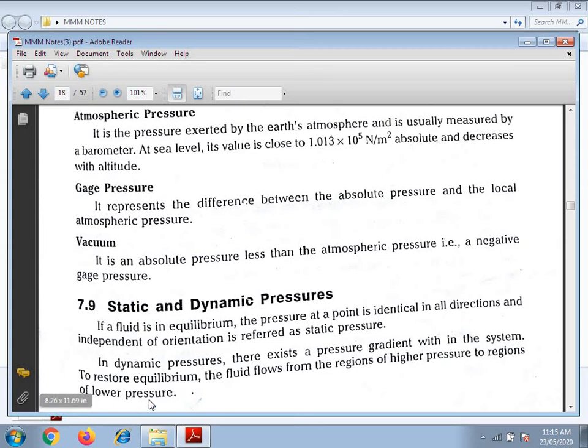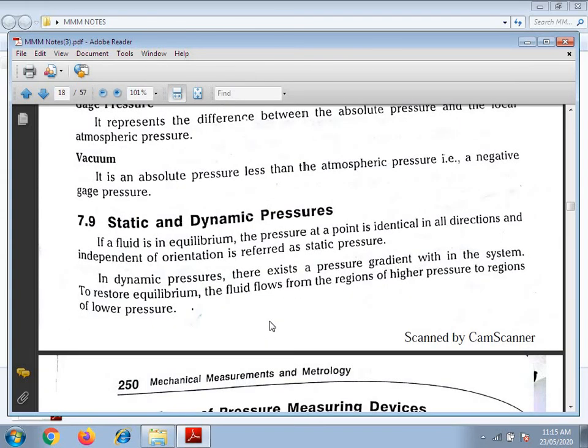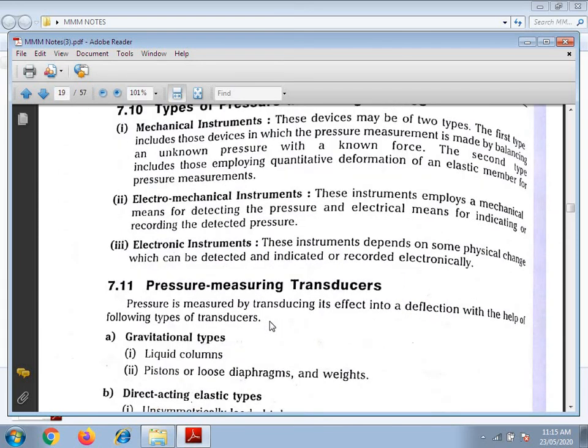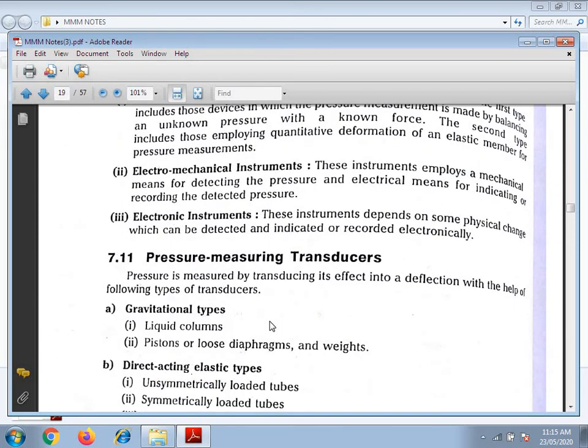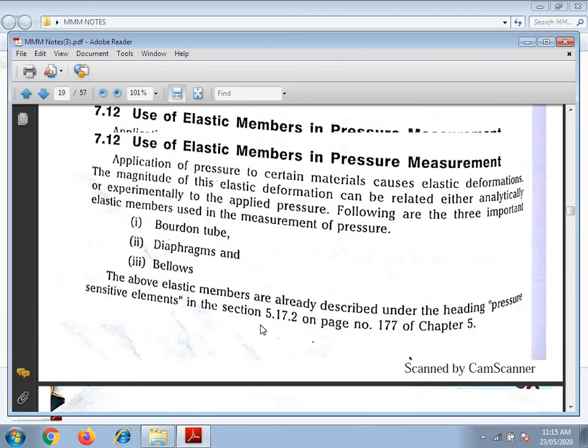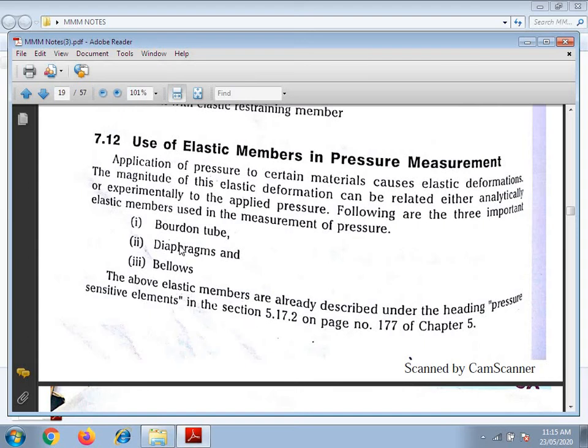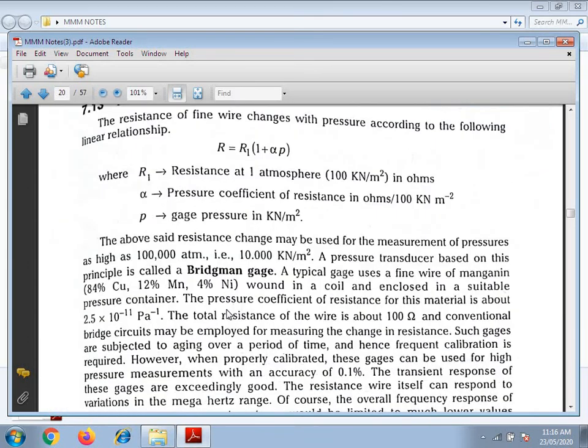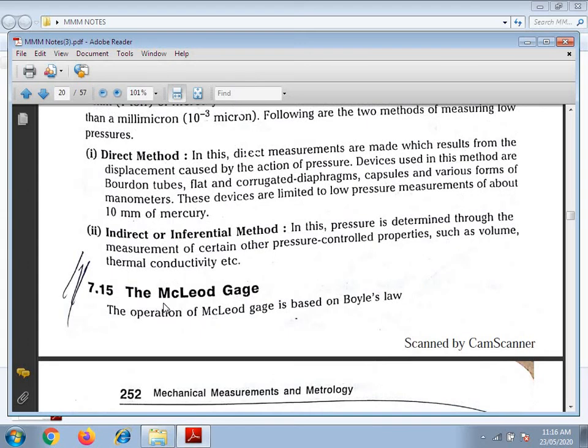Next, a very important pressure measuring instrument is the manometer gauge. Of course, the Bridgman gauge, Bourdon tube gauge, diaphragms and bellows we will study later on. The Bourdon tube pressure gauge you know already, so this is also used. But the new concept is the manometer. So we go to the manometer.